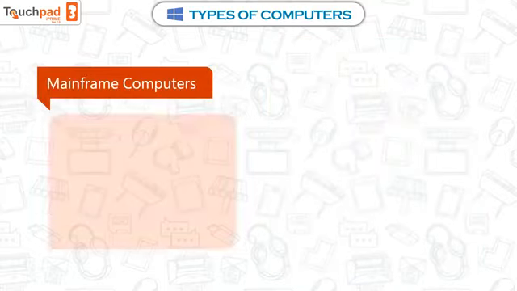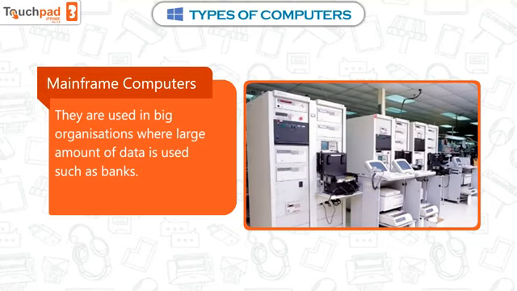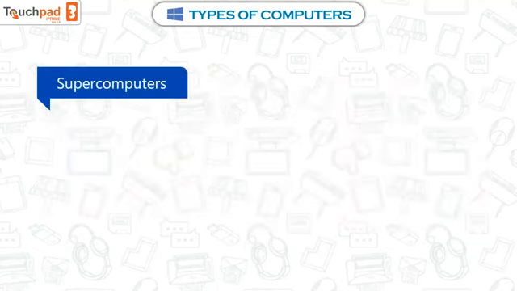Mainframe computers. These computers are very large, fast, and powerful computers. Some mainframe computers are so big that they require as much space as a room. They are used in big organizations where a large amount of data is used, such as banks.